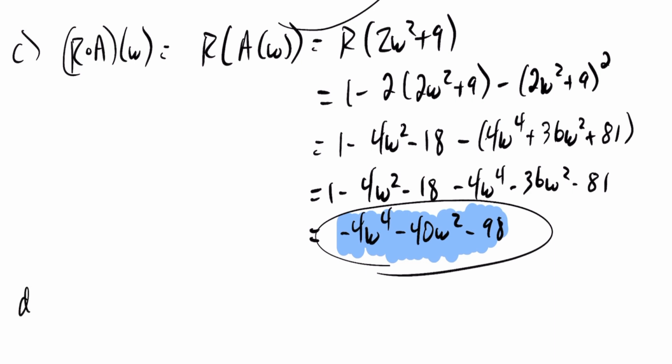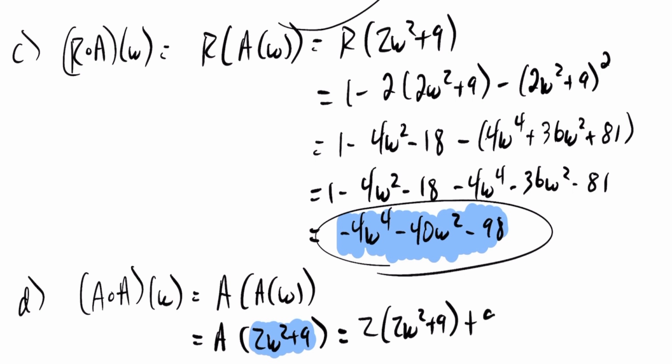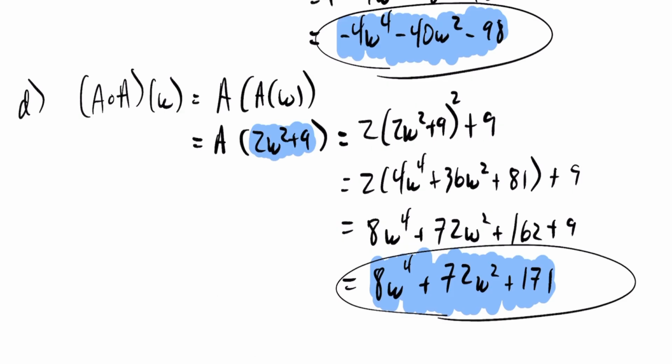Let's now take a look at D. For part D here, they want us to calculate A composite A acting on W. So this is going to be A acting on A at W. And in this case here, our A at W is 2w squared plus 9. And now again, everywhere I see a w, I'm going to be changing that in my function A to a 2w squared plus 9. So this is going to give us 2 times 2w squared plus 9, and then plus 9. And don't forget to put that power of 2 on the top as well. So expanding and simplifying, we end up getting 8w to the fourth plus 72w squared plus 171.